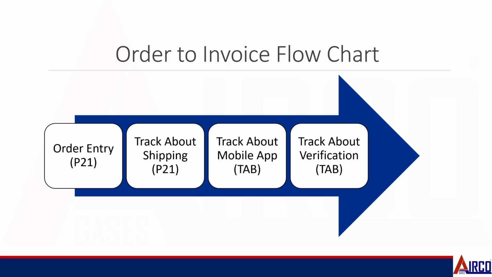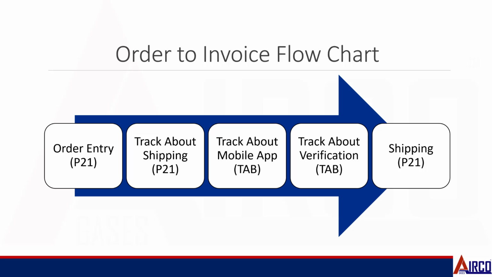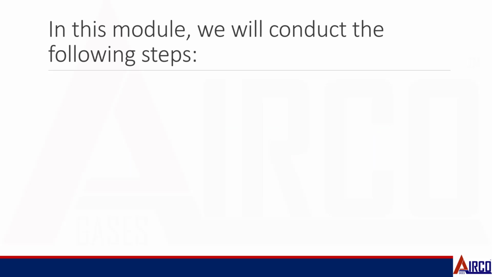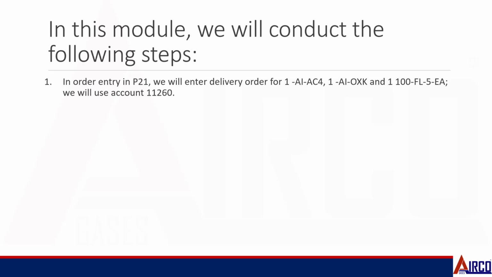Next, we will verify in Trackabout, and that's basically a three-way match. We're going to match against the app, we're going to match against what the order says out of P21, and we're going to match what the paperwork says. And after everything looks good, we'll send that information back to P21 and we will invoice it. They call it a shipping window for some reason. I call it invoicing.